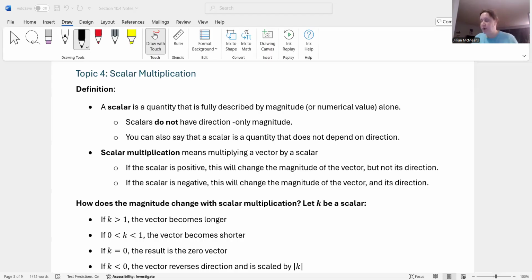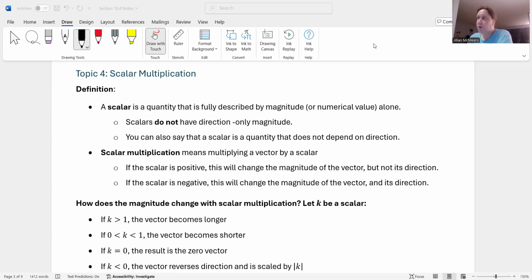For 10.4, we're going to talk about something called scalar multiplication. We've already talked about scalars very briefly at the beginning of this worksheet. So a scalar is just some kind of quantity, okay? It does not depend on direction. So it's a quantity that's just kind of good as is.